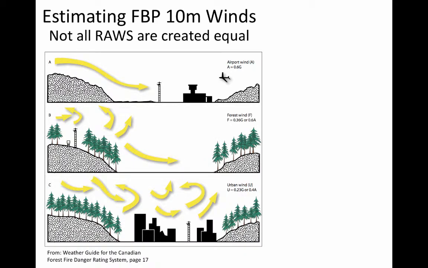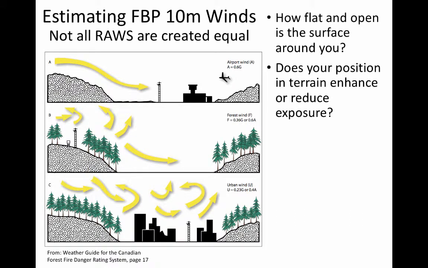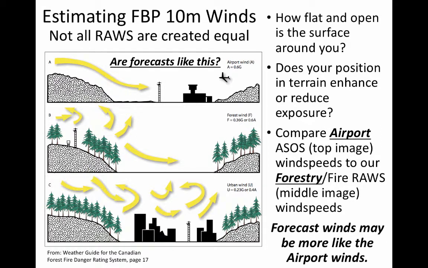More importantly, you'll need to factor in the surrounding terrain and cover when making that 10-meter wind speed estimate. How flat and open is the surface around you? Does your position in terrain enhance or reduce wind exposure? We use ASOS weather stations at airports for our FWI system. Frequently, they produce higher wind speeds. Consider whether the wind speeds in the forecasts are higher than the typical forestry or fire RAWS wind speed that we commonly measure.